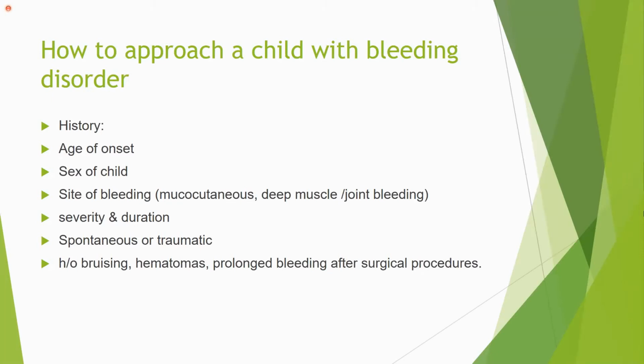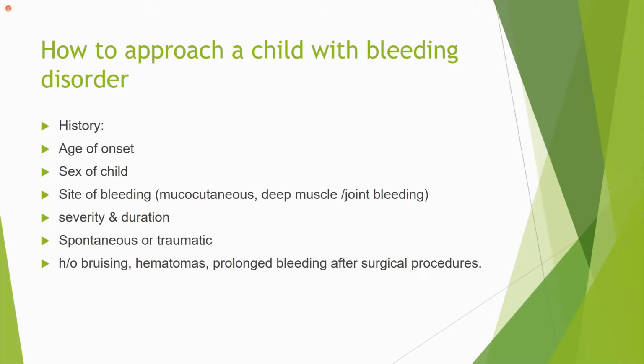For example, in cases of a primary hemostasis defect, there is mucocutaneous bleeding. But if there is a defect or deficiency of a coagulation factor, then the primary hemostatic plug, or platelet plug, is formed, but ultimately the coagulation pathway is not activated and a strong fibrin clot is not formed. So what happens is that superficially the bleeding will stop, but the deep muscle or joint bleeding will continue, like in cases of Hemophilia A and B. Then severity and duration.